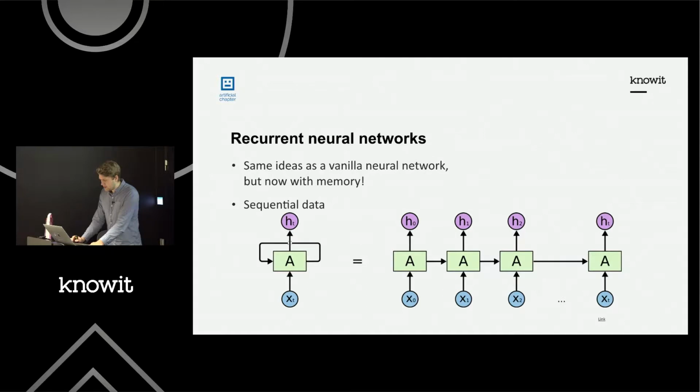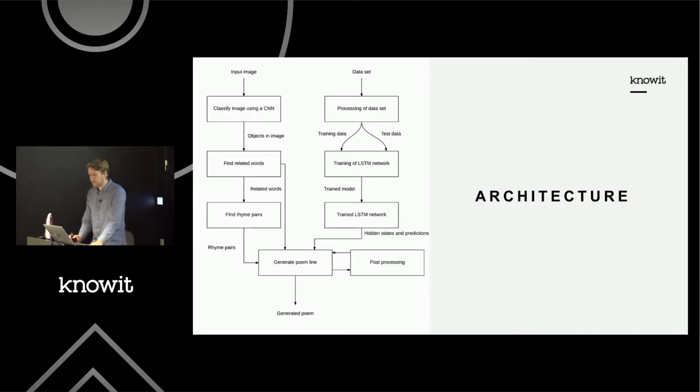Yeah, that's the background you need to know about this. And then the architecture of my system. If we start at the top right here at the input image, I classified the image using a convolutional neural network. So I start with an image, and now I have an object in the image. Let's say we have the boat. So now here I have the boat word.